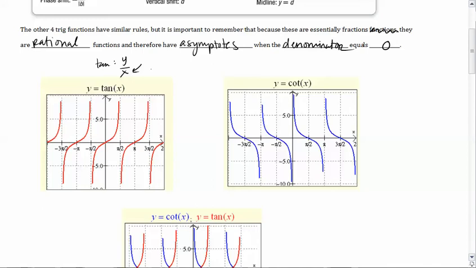So we can see here we have it at pi over 2, 3 pi over 2. And if you look on your unit circle, that is where x, the x-coordinate, is equal to 0. That is going to cause an asymptote for tangent.